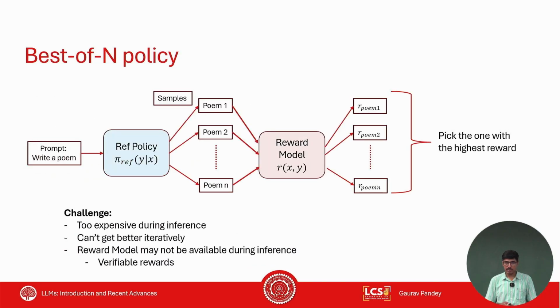And this is just a picture explaining the same: you have a prompt, something like write a poem, and you have a reference policy, and you sample a bunch of outputs from the reference policy, and then you score each of those outputs using the reward model, and then pick the one with the highest reward.